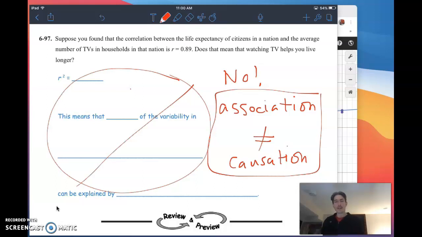So when you run into a problem like this, if you can immediately say, hey, I've got a relationship, but I've got no causal relationship here, then start to look for that lurking variable, that variable that might be out there influencing something to appear to be happening. Okay, because that's exactly what's going on here in 6-97, right? It's not the TVs causing people to live longer. It's probably the fact that they are living in a wealthy nation. And that wealthy nation means they can afford TVs and afford premium healthcare.